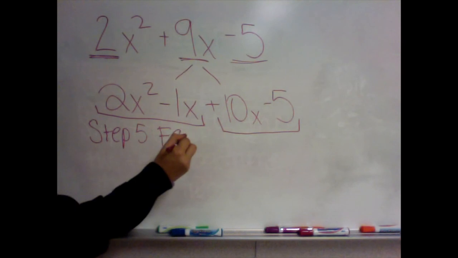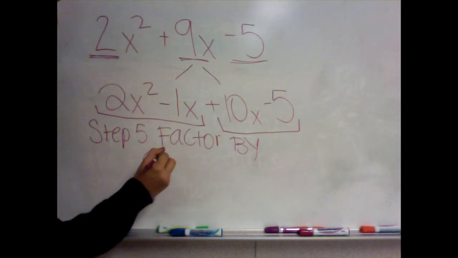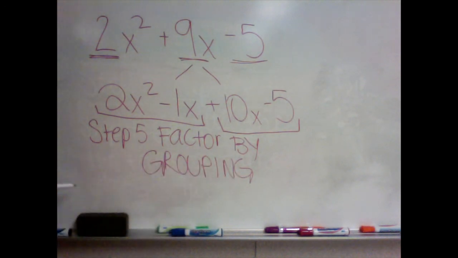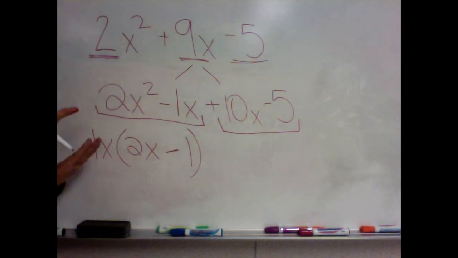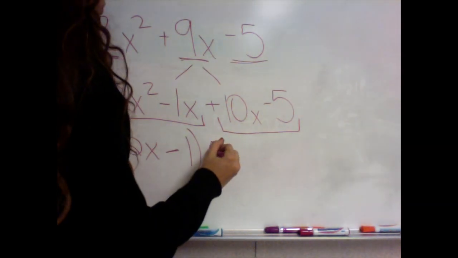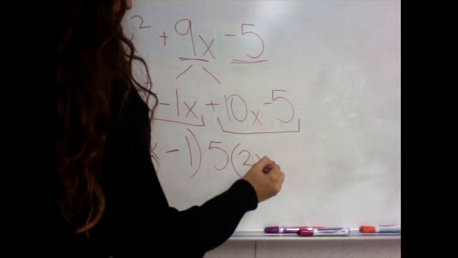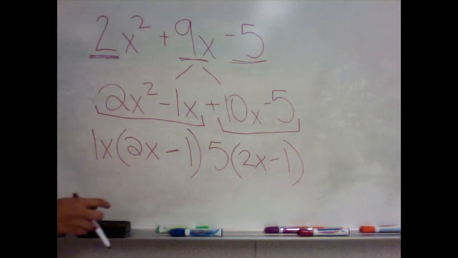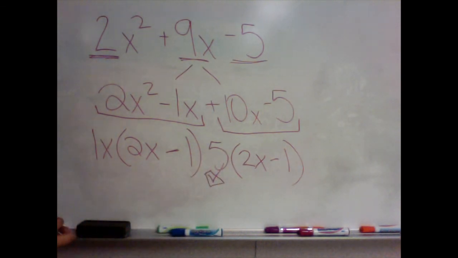Now we're going to factor by grouping, as we learned just a little while ago. You're going to pull out the 1x, or just the x, leaving in the parentheses 2x minus 1. You're going to pull out a 5, which leaves us with 2x minus 1. As you can see, what's in the parentheses are the same. That is a very good thing.